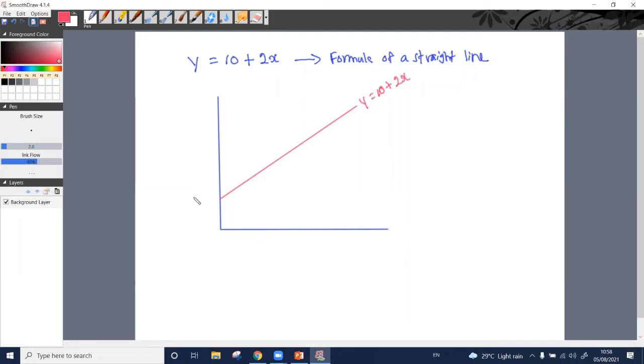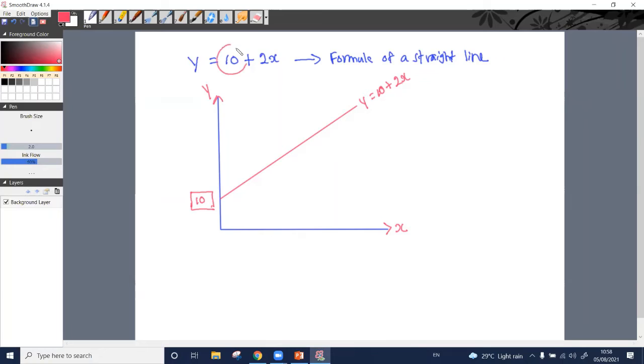So what is the value here? Now you know, tell me. What should be the value here? This is our y-axis. This is our x-axis. What should be the value here? 2? Is it 2? Yes, that is 10.